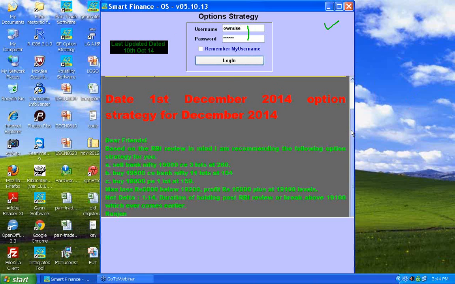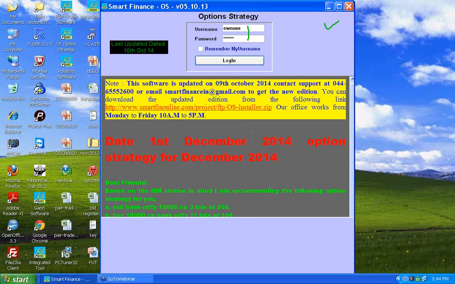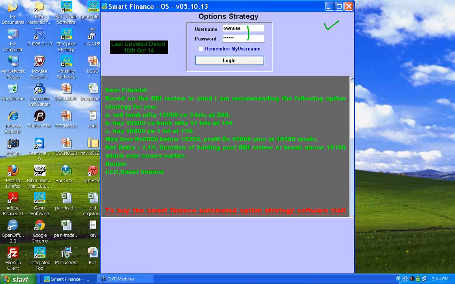From time to time, I give specific option strategies for the buyers of this software. Whenever a strategy is given, the date will be given here, and the strategy details will also be given here, including how many days you need to hold, what the loss risk is, and what the profit potential is. Everything will be given in this particular software.